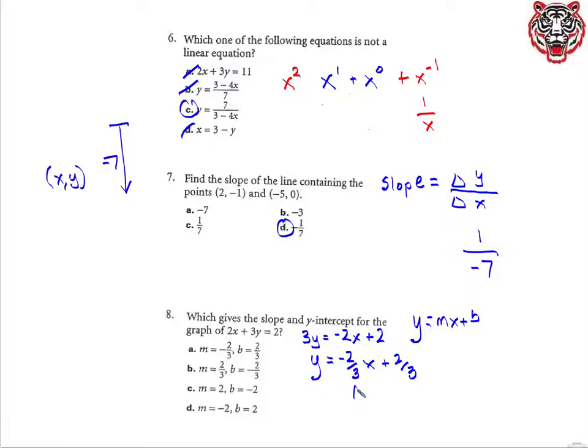So our slope is right here. This is slope. This is our y-intercept. Okay, so this is m, and this is b. M needs to be -2/3. Only one of these has the correct slope, and that's A. Dang it. I see no hands. I'm going on to number 9.